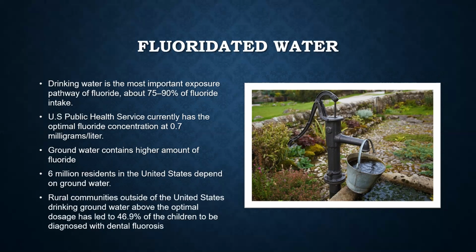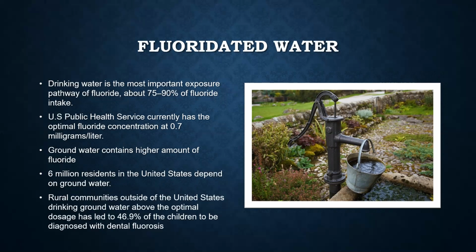However, there are rural communities that depend on groundwater, and the issue with that is that groundwater contains higher amounts of fluoride. The reason why groundwater contains higher amounts of fluoride is because of the environment it's surrounded by. The concentration of fluoride in water varies depending on the minerals of rocks and ores present in the same location as water. The water interacts with these minerals around it and therefore leads to an increase of fluoride concentration in the water. This becomes an issue because 6 million residents in the United States depend on this groundwater.